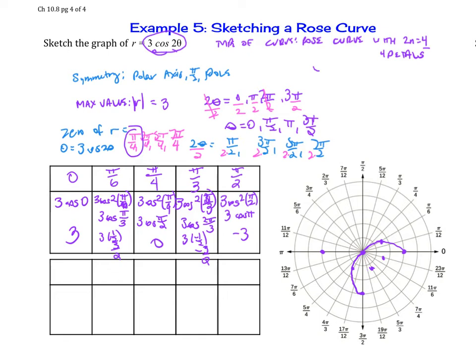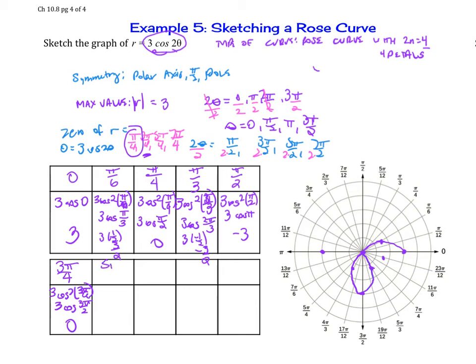And so let's go ahead and choose another value. After pi over 2, let's choose 3 pi over 4. And at 3 pi over 4, that's going to hit our 0. If you plug it in, 3 cosine of 2 times 3 pi over 4. Notice we're looking at 3 cosine of 3 pi over 2, which is 0. So it goes back to the pole, not the origin, but the pole. Right there.